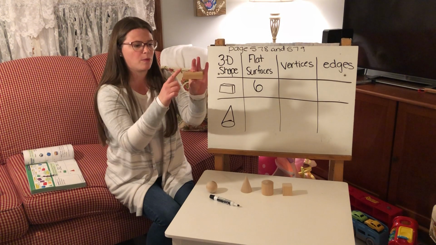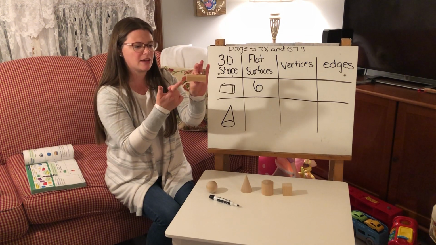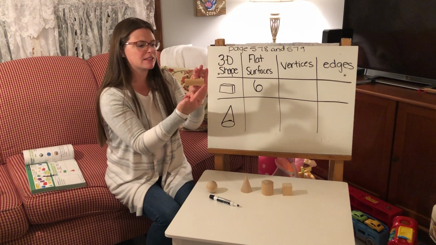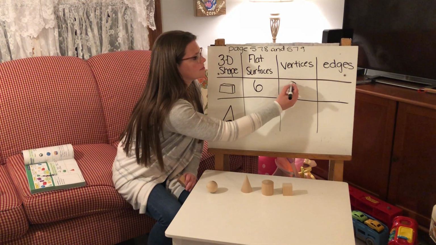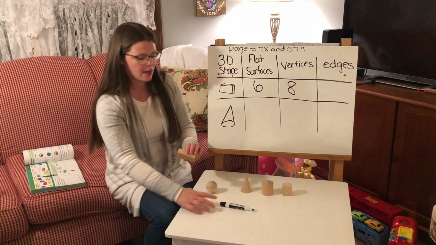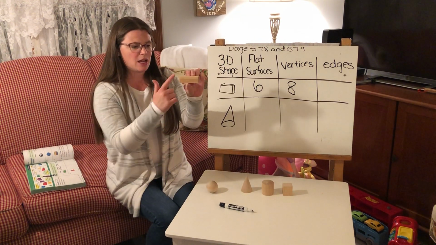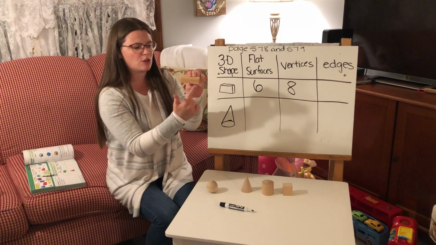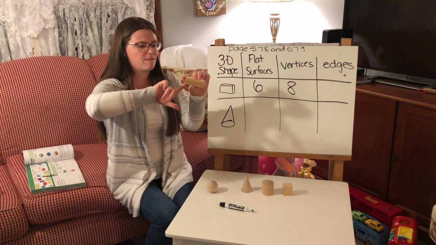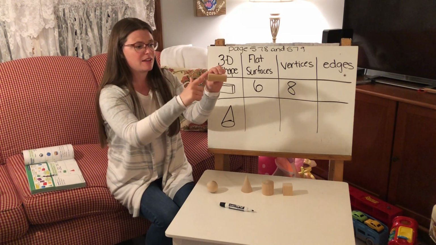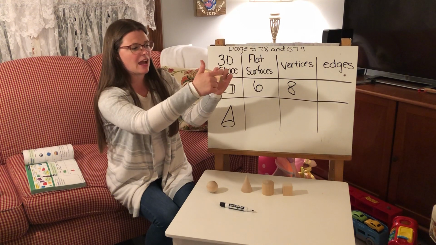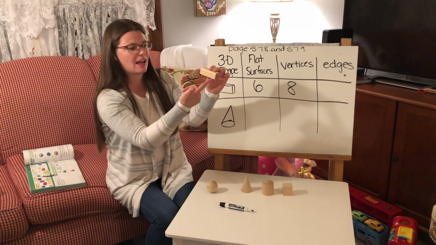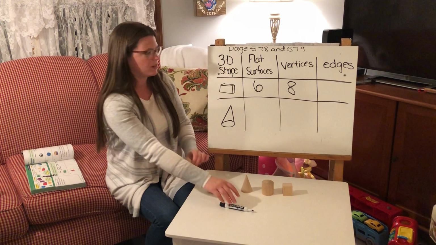Vertices. Here we go. 1, 2, 3, 4, 5, 6, 7, 8. And our edges, here we go. 1, 2, 3, 4, 5, 6, 7, 8, 9, 10, 11, 12.